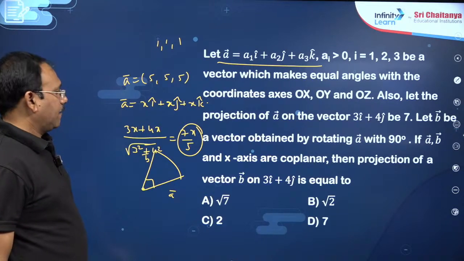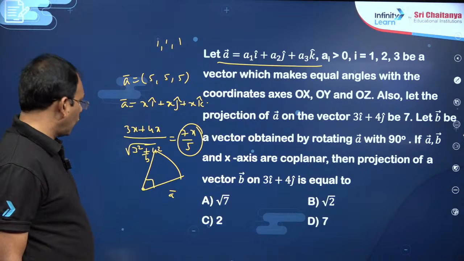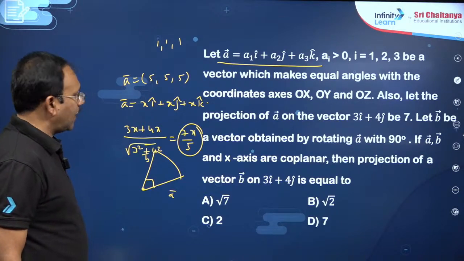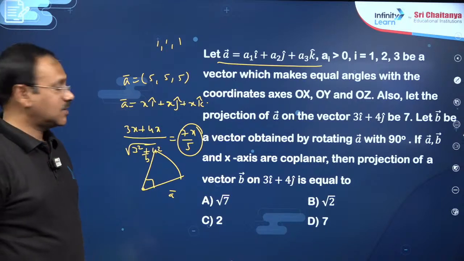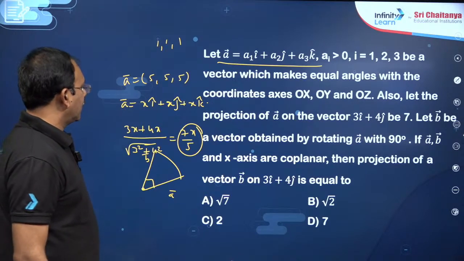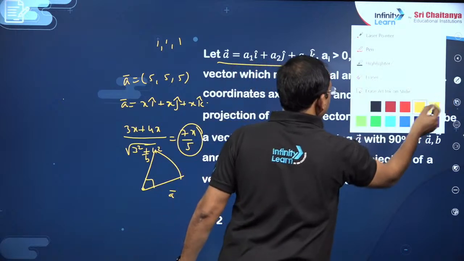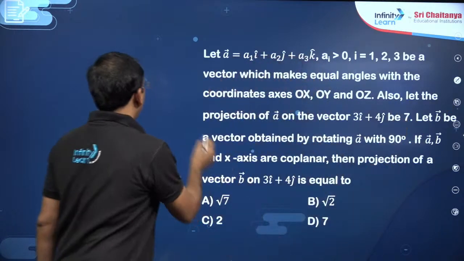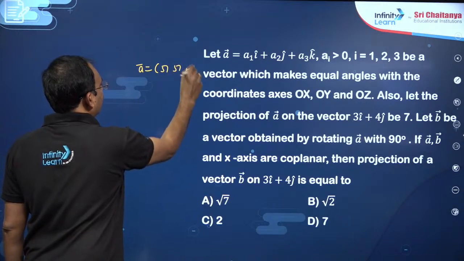Okay, rotating A bar by 90 degrees. If A bar, B bar and the x axis are coplanar, then we need the projection of vector B bar on this. Dear students, once you know A bar, from this data you get that A bar is (5, 5, 5).